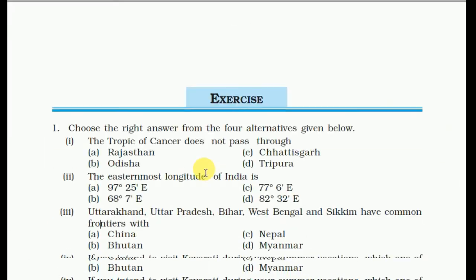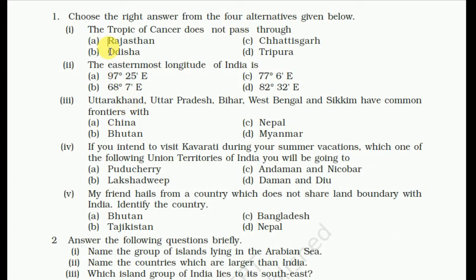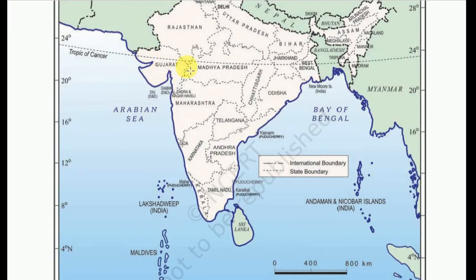So here are some MCQs. The Tropic of Cancer does not pass through: Tripura, Chhattisgarh, Odisha, Rajasthan. So friends, you can check here that it does not pass through Odisha. The Tropic of Cancer passes through Gujarat, Madhya Pradesh, Chhattisgarh, Jharkhand, West Bengal, Tripura and Mizoram only.